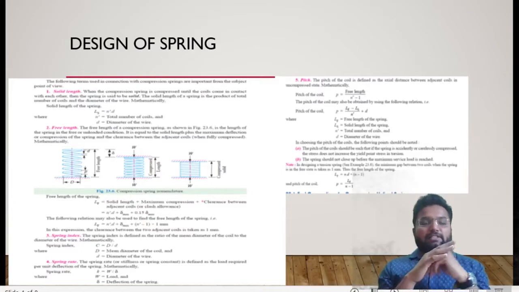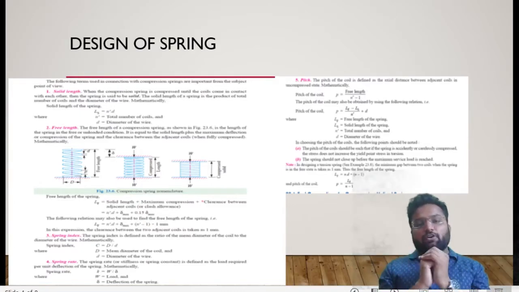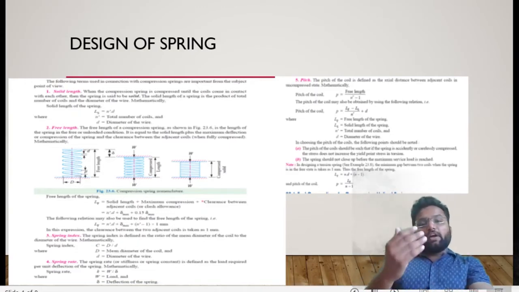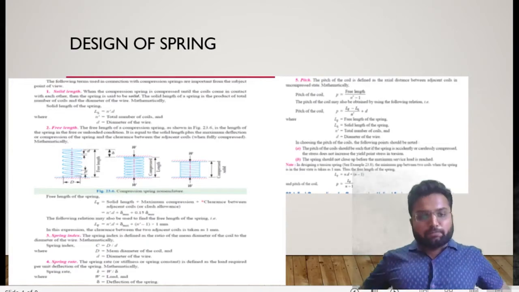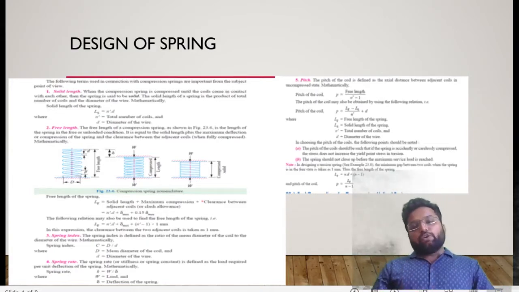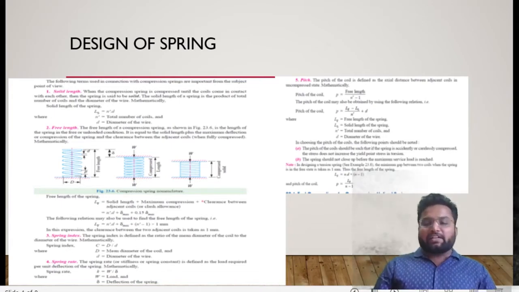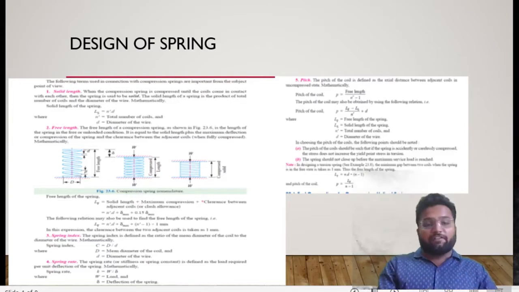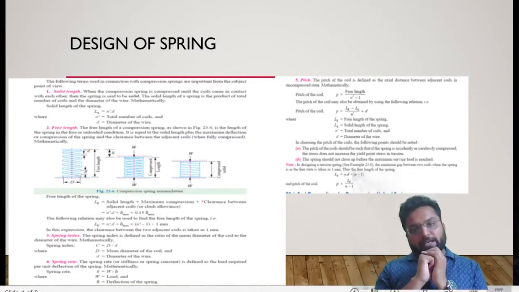Then there is small k, which is also called the stiffness constant. It can be represented by the load upon its maximum deflection, or you can also call it the spring rate. Clear? The unit for the spring rate will be Newton per mm. You can represent it by the amount of deflection for a particular load. Clear? That is called spring rate.